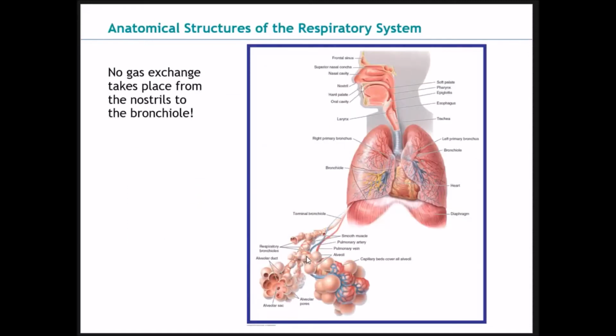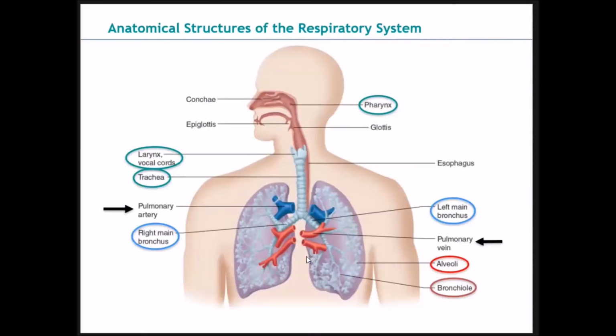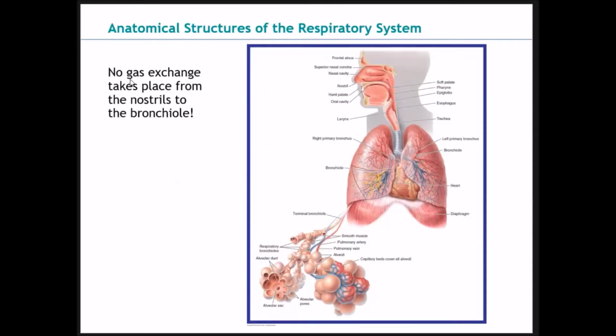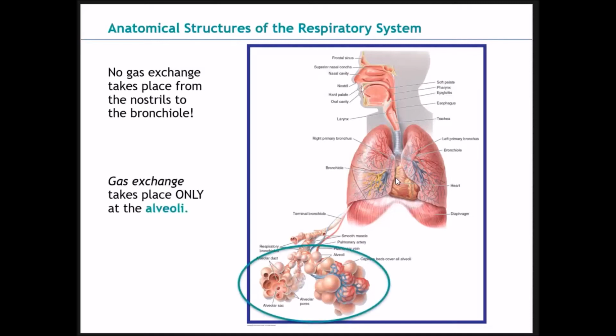But let's now look at the alveoli. What I want you to note is that no gas exchange takes place in any of these structures until we get to the alveoli, and that's what this statement says here. No gas exchange takes place from the nostrils all the way down to the bronchioles. Again, gas exchange is just the passing of oxygen and CO2 across a specific membrane. The alveoli are basically sac-like structures surrounded by capillaries where gas exchange takes place, the passing of carbon dioxide and oxygen back and forth across the membrane.